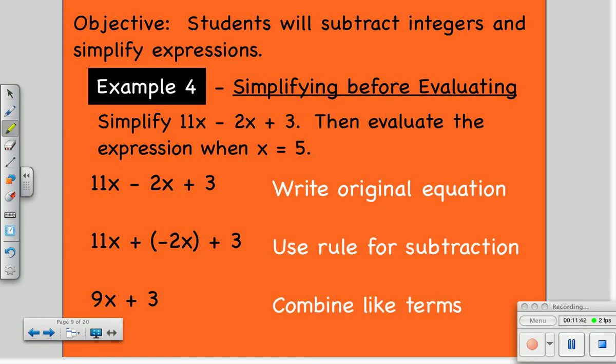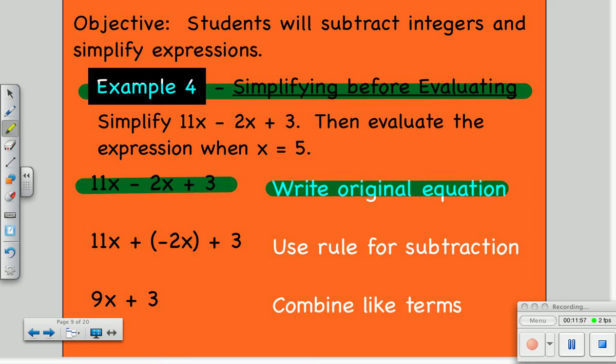Example 4, simplifying before evaluating. So when we simplify, remember we're combining like terms. So we have 11x minus 2x plus 3. We write the original equation. Now we're going to use the rule for subtraction. I have subtraction here. I want to change that subtraction to addition. So if I change that to addition, then I have to change 2x to the opposite, negative 2x. Okay? And the 3 is already being added, so we just leave it as addition. So that's the subtraction rule.